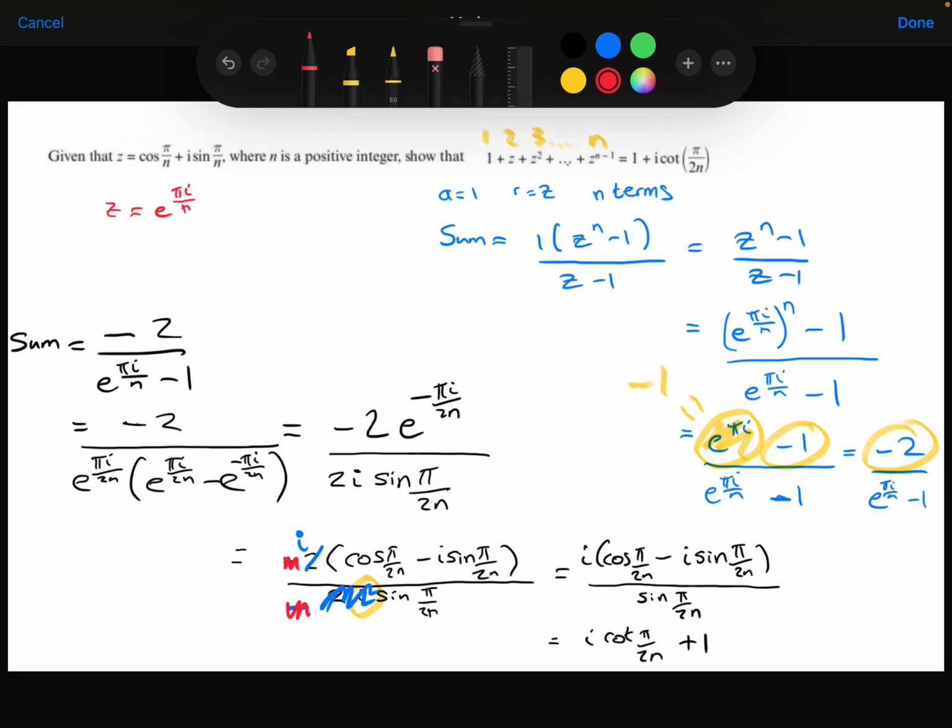Last step then, after that, we've got the i times cos pi over 2n divided by sine pi over 2n. That's the i cot pi over 2n. And then we've got the i times the minus i, which is minus i squared, which is positive 1. Positive 1 times the sine pi over n divided by sine pi over n is the 1. And this is the result we needed to show. So that's the second example we're doing in this video.